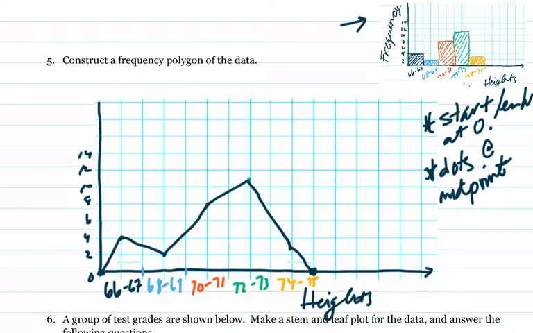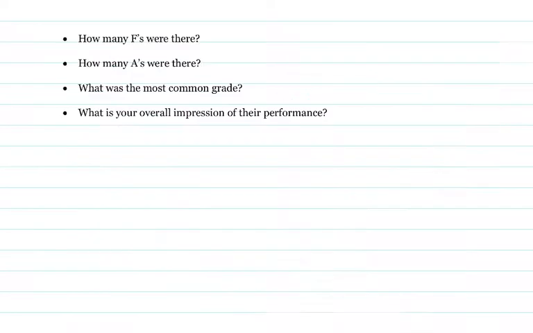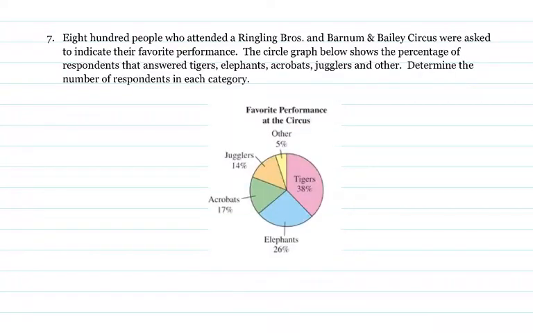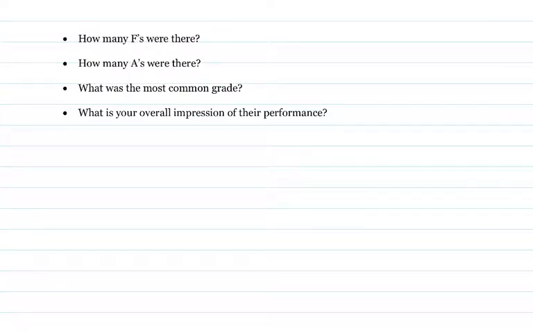So we're going to see this example number 6 where it gets cut off, but we're going to look at the wording of the question first. It says a group of test grades are shown below. Make a stem and leaf plot for the data and answer the following questions. How many F's were there? How many A's? What was the most common grade? And what is your overall impression of their performance? List the grades off to the side. You should have them on the guided notes in front of you. Mine got cut off of that previous slide.